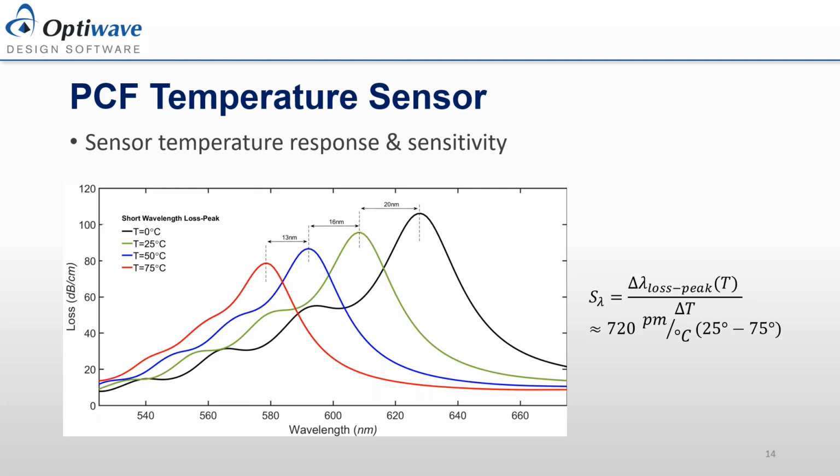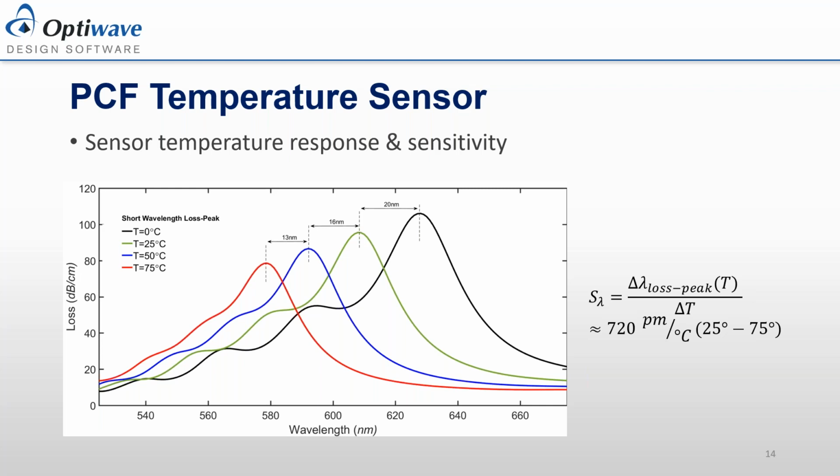And the reason for this is, as I said, as the temperature changes, the refractive index of the fluid changes, and this changes the coupling. And as we see in the graph, as we're showing here, the first loss peak, the one that was originally at about 630 nanometers, actually tracks as the temperature goes up. So we actually have a blue shift with temperature increase.